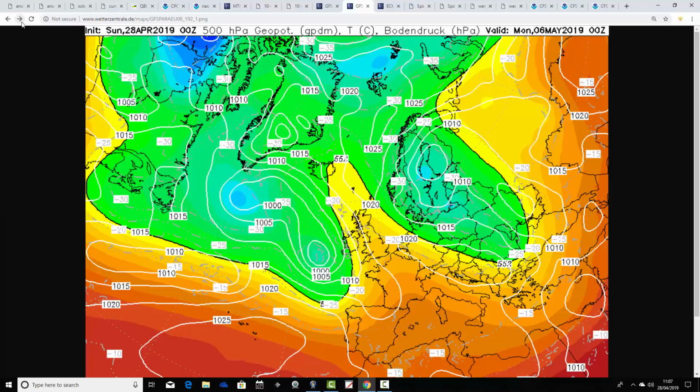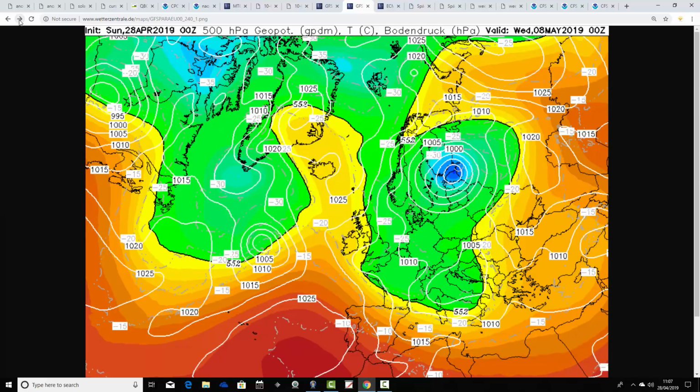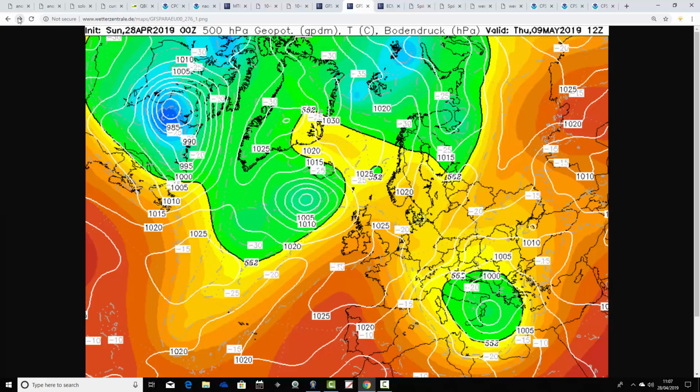But by the time you get through to bank holiday Monday, again, low pressure is trying to break through from off the Atlantic, and that does turn us more unsettled through bank holiday Monday with outbreaks of rain heading in from the west, and then moving into more extended range.